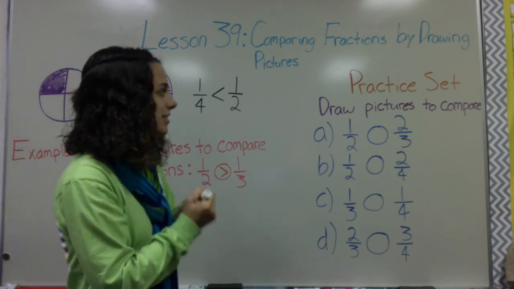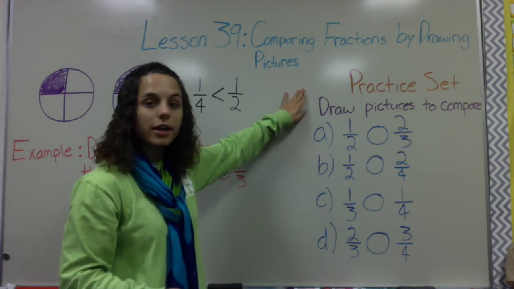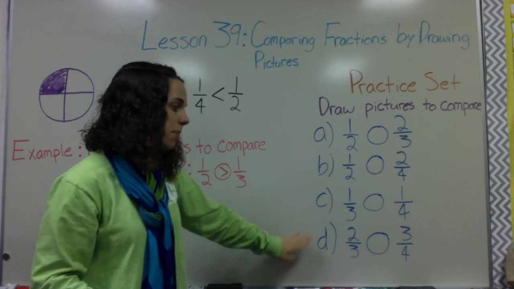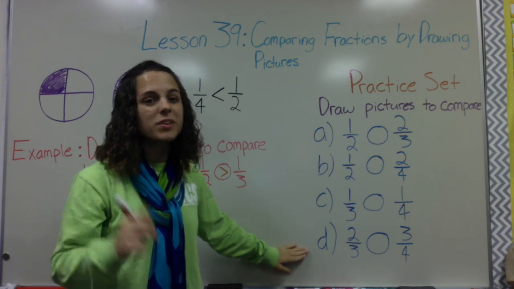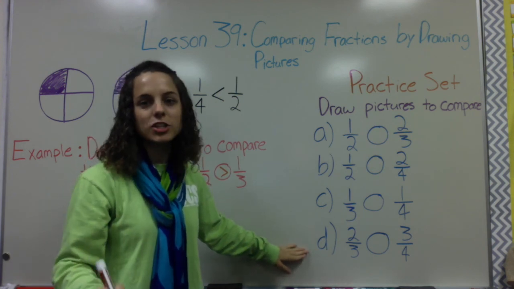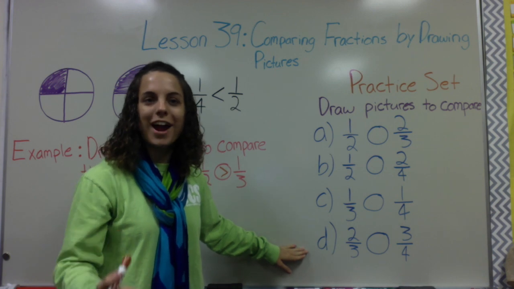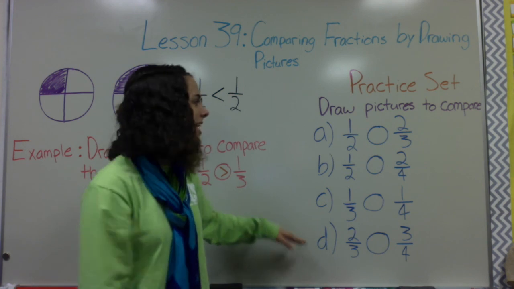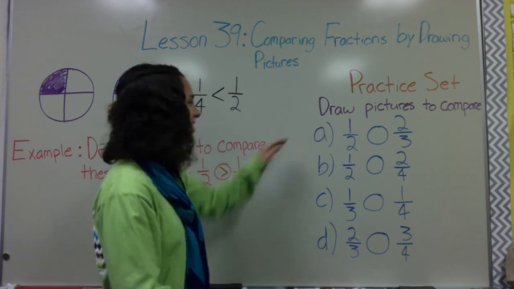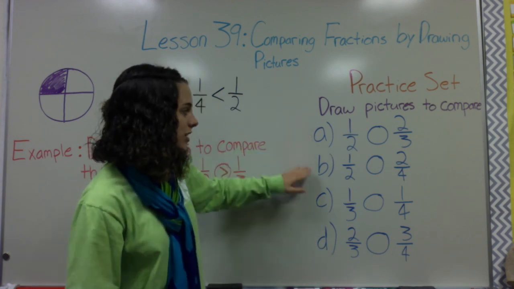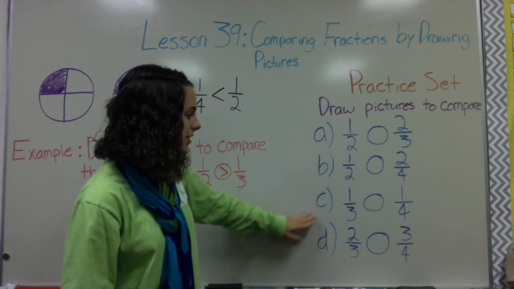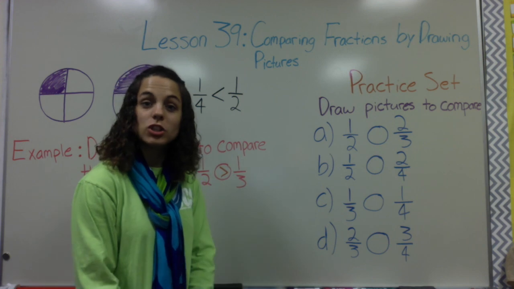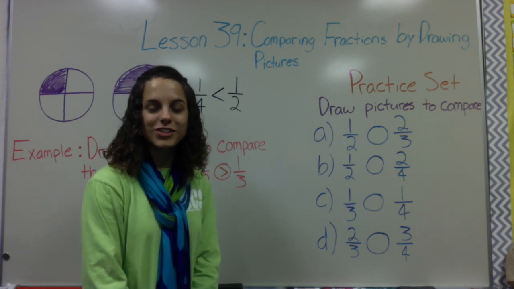So for your practice set, just like your example, you're going to draw pictures to compare these. Some of them you may already know off the top of your head. It'll be very easy, but drawing pictures is always the best strategy that I can recommend when we have problems with fractions: drawing a picture to represent. It's great for us visual learners. So 1/2 and 2/3, 1/2 and 2/4, 1/3 and 1/4, 2/3 and 3/4. Go ahead and do those in your spiral. We'll go over your answers in class. Thank you.